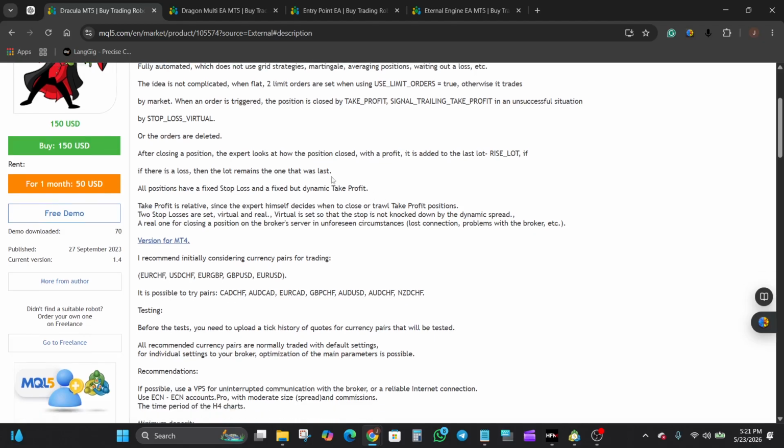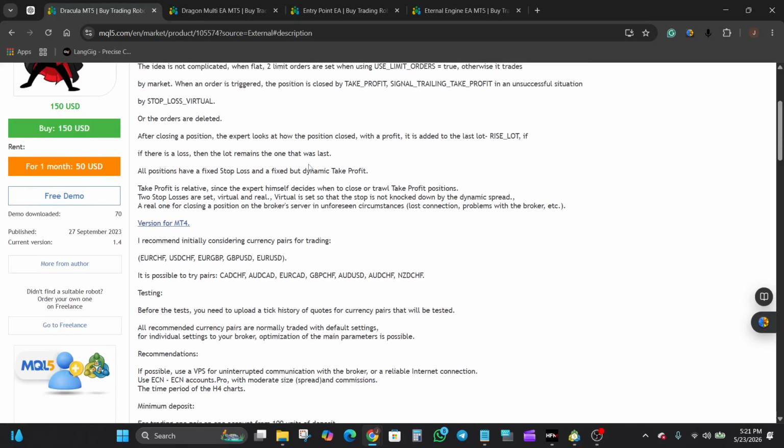One interesting detail here is that the EA uses both a virtual stop loss and a real broker side stop loss. So, according to the developer, the virtual stop is designed to avoid unnecessary stop outs caused by spread fluctuations, while the real stop exists as a backup protection mechanism in situations like connection loss or broker side issues.